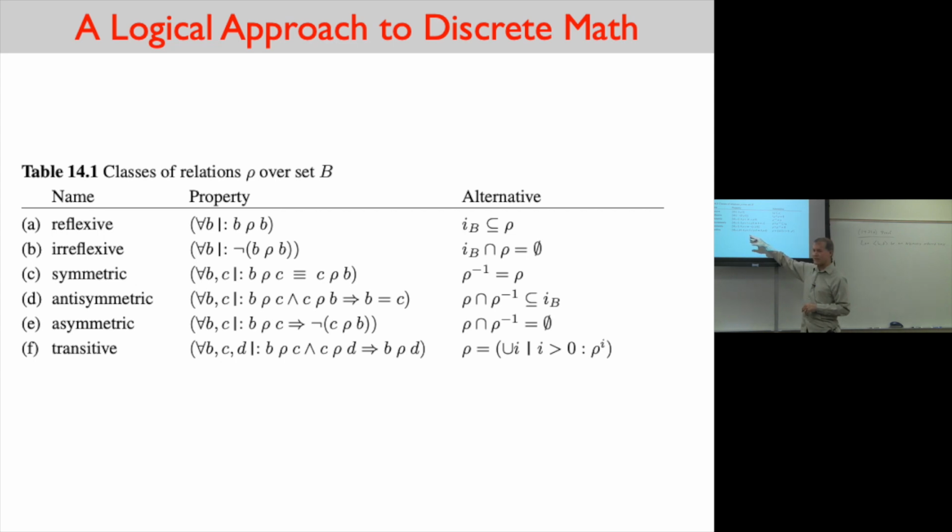Then symmetric, what does it mean to be symmetric? It means for all B and C, B rho C equals C rho B. Actually, we know some of these already. We've done symmetry before. But this is the formal definition, okay? Anti-symmetric means for all B, C, B rho C and C rho B implies B equals C. Asymmetric is for all B, C, B rho C implies not C rho B. And transitive means, we've done transitive before, for all B, C, D, if B rho C and C rho D, then B rho D. So we've actually talked about some of these properties before, so it shouldn't be that difficult.